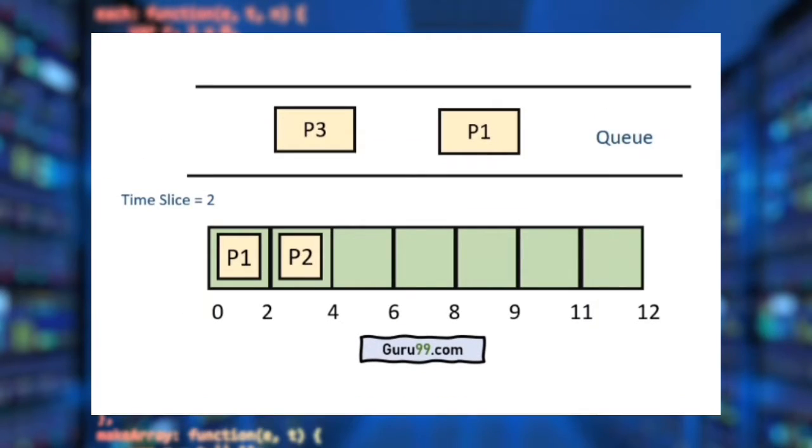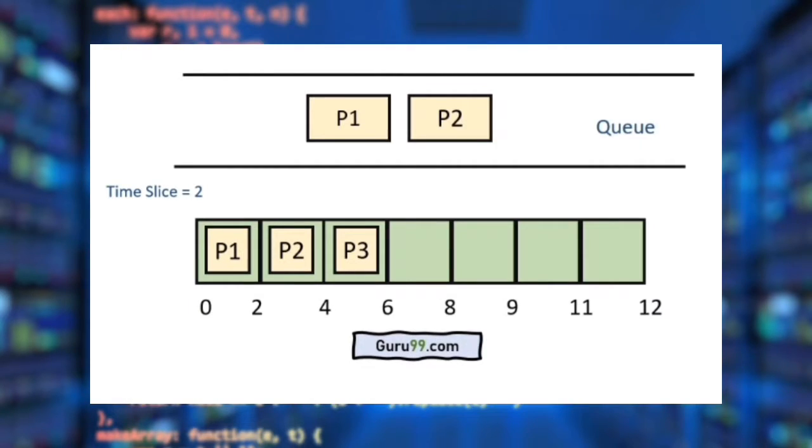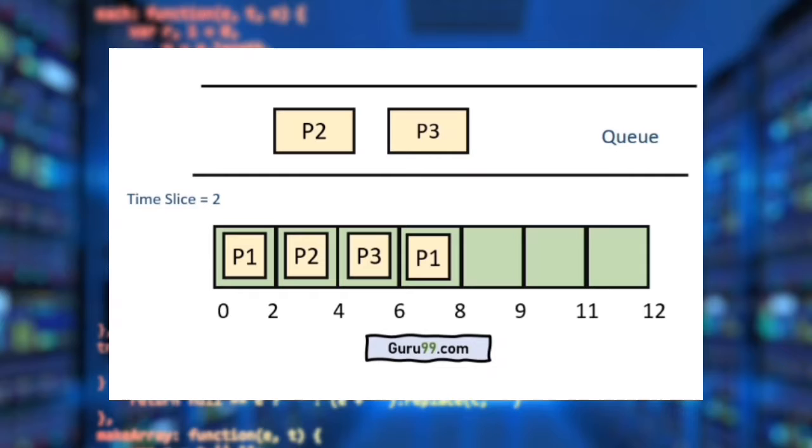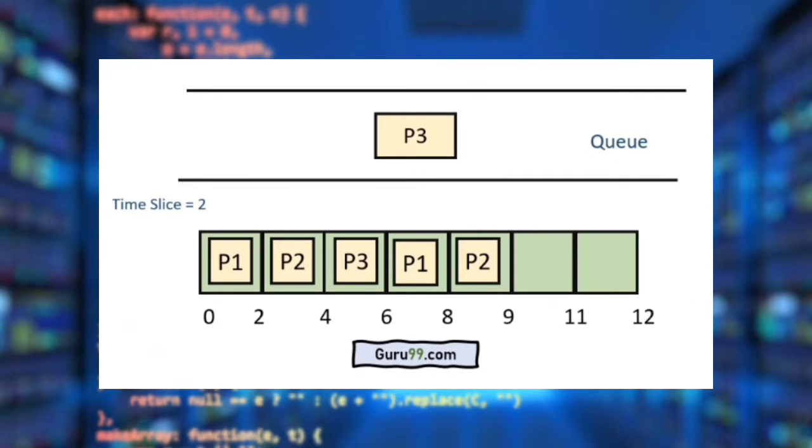Step 2, at time equals 2, P1 is added to the end of the queue and P2 starts executing. Step 3, at time equals 4, P2 is preempted and added at the end of the queue. P3 starts executing. Step 4, at time equals 6, P3 is preempted and added at the end of the queue. P1 starts executing. Step 5, at time equals 8, P1, which has a burst time of 4, has completed execution. P2 starts execution.